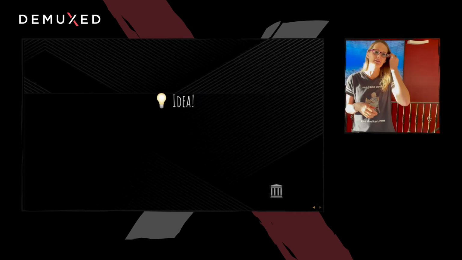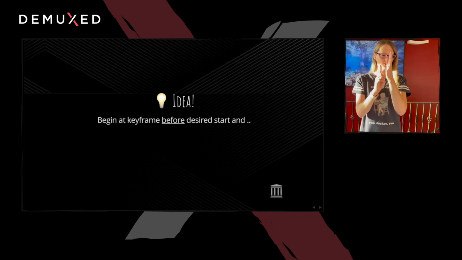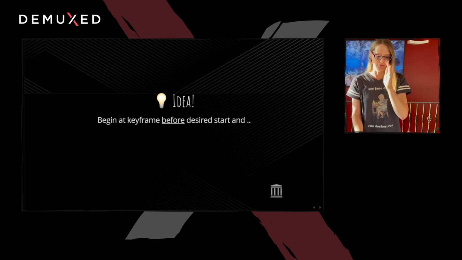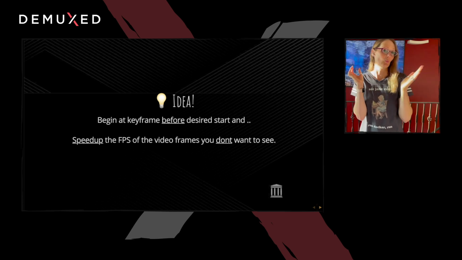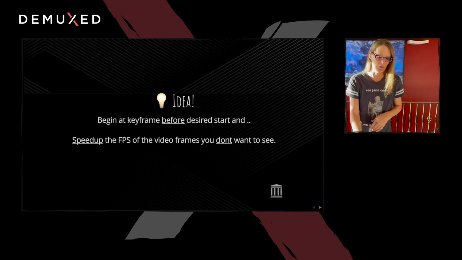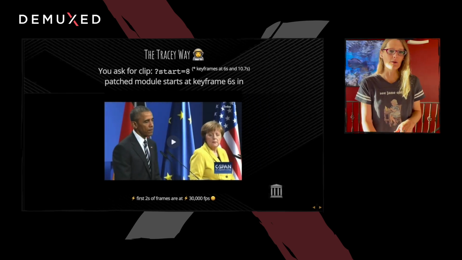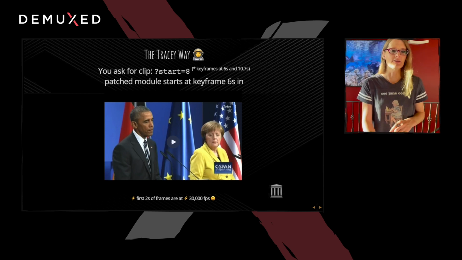So I had this idea some years ago. What if you begin, so this is your desired start point, find that keyframe before it, start at this keyframe, but then those little frames in between, speed those frames per second up. So would that work? Could we do that? Let's just see what would happen. So with a patch that in fact does this, let's look at what happens. So again, asking for 8 seconds in between 6 and 10.7, and let's see the results.